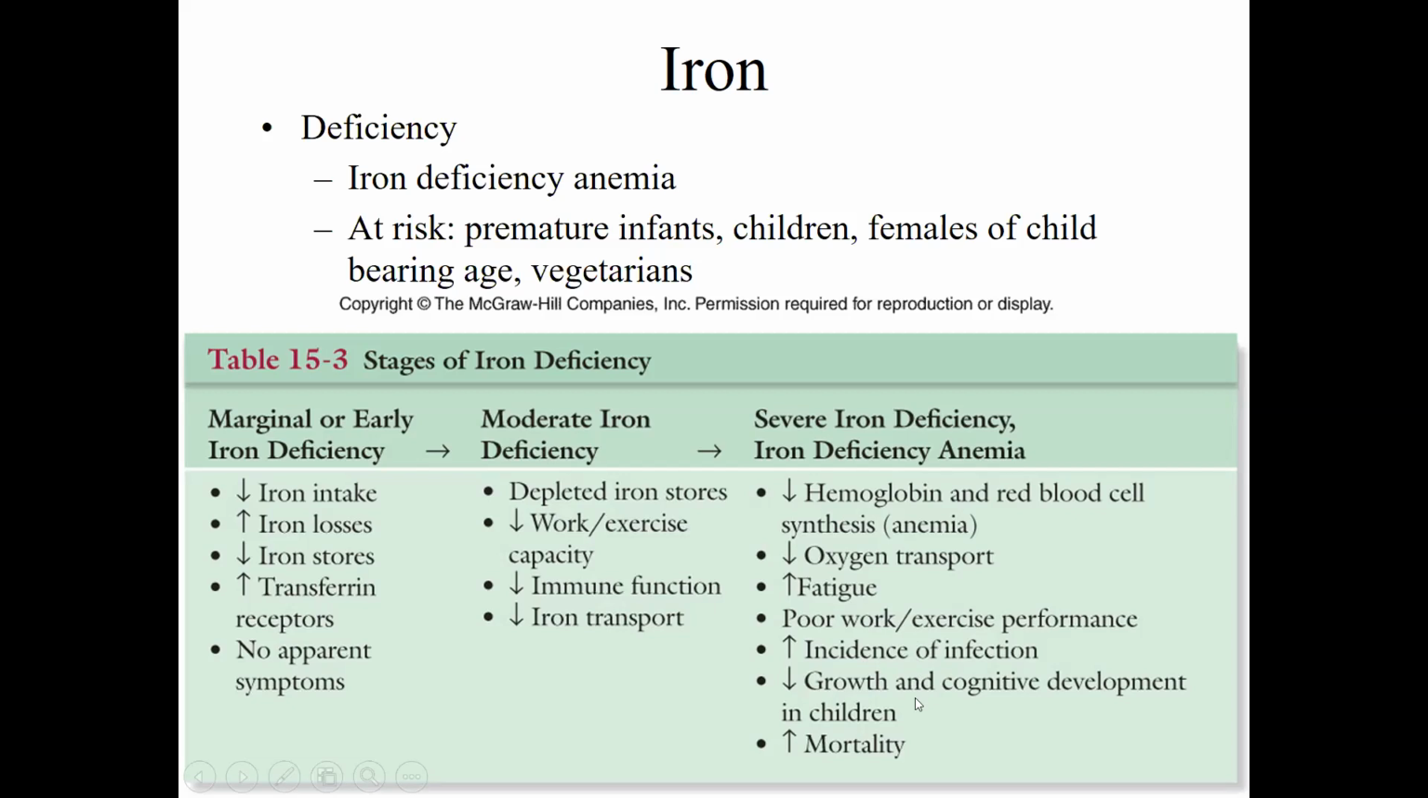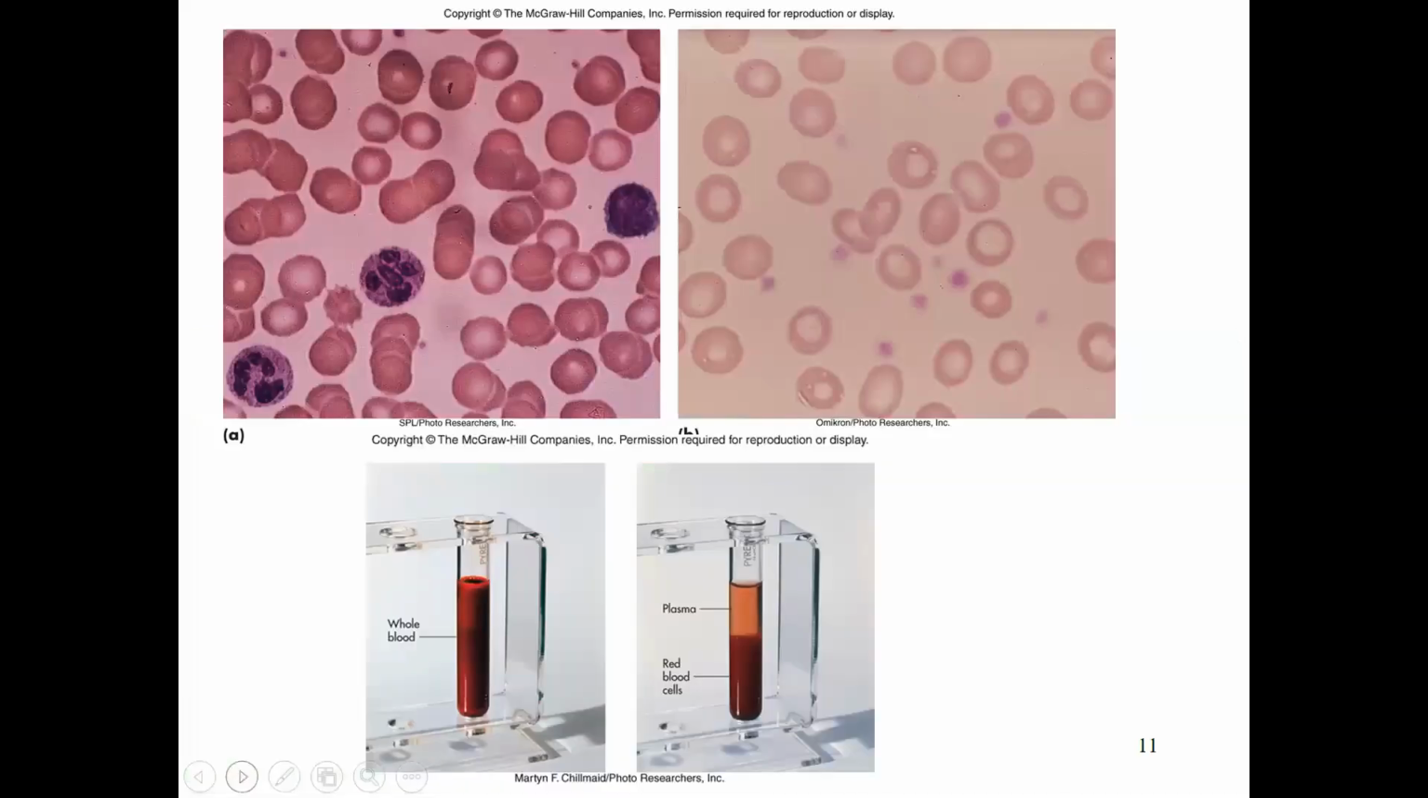But it can be even more serious than that. In children, it can affect their growth and cognitive development, and it can actually increase your risk of mortality. So it can be a very serious deficiency if not treated. Here's what it's going to look like. So this is what you want your red blood cells to look like, nice and red and normal shaped.